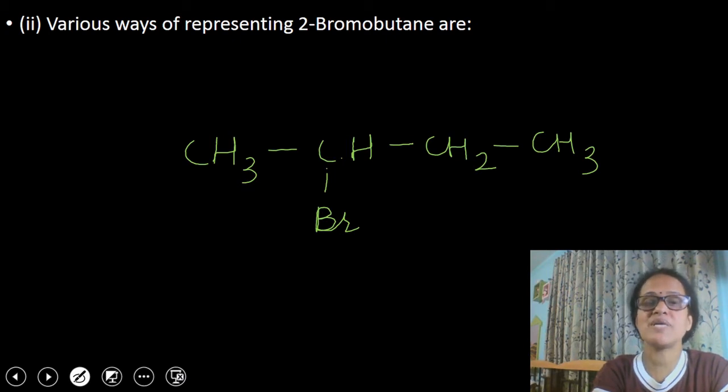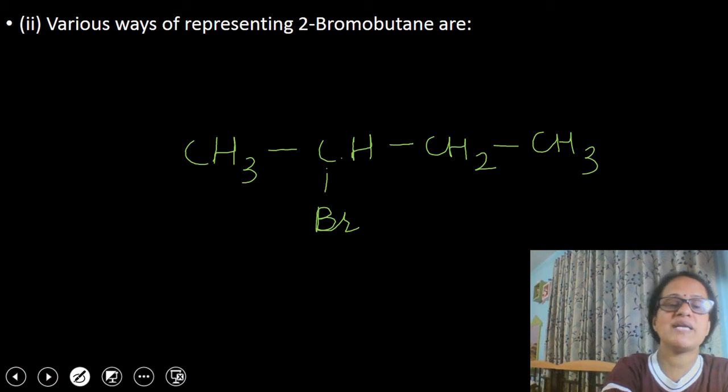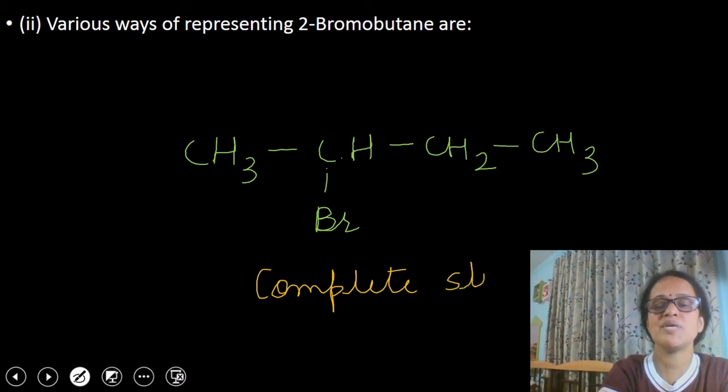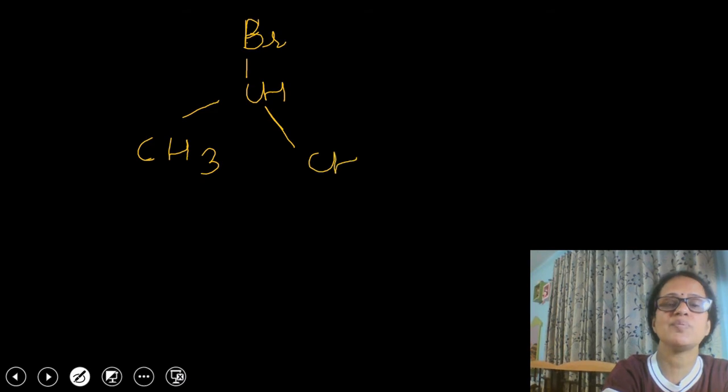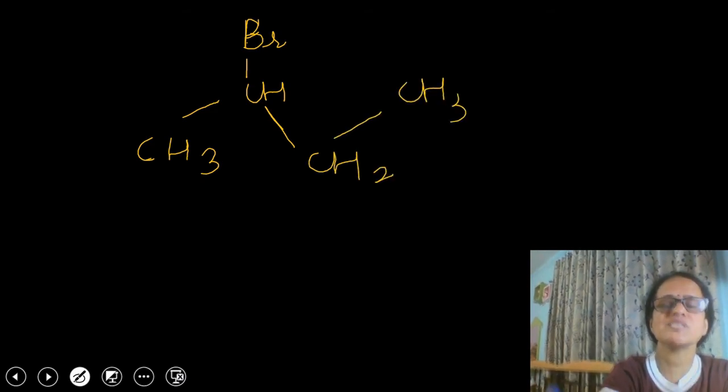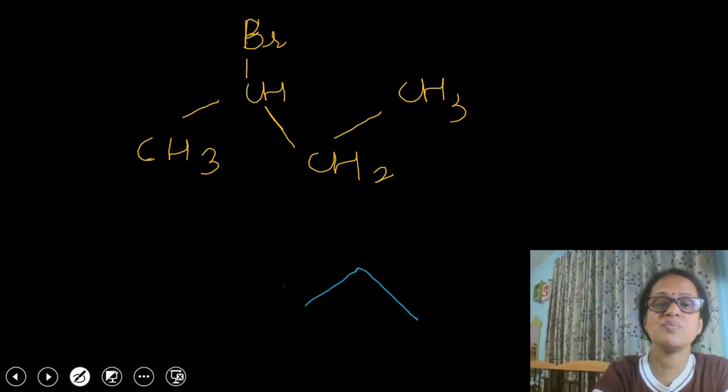Now I am going to write this complete structure. So I am writing here, this is the complete structure. Now I have to write this 2-bromobutane by means of bond line notation. So 2-bromobutane, first of all I'll write CH3. Then I will write CH. This is the second carbon atom, which has a bromine atom. Now I'll write one CH2 group and CH3. So this is 2-bromobutane. Now the same structure I would like to represent by means of bond line notation.